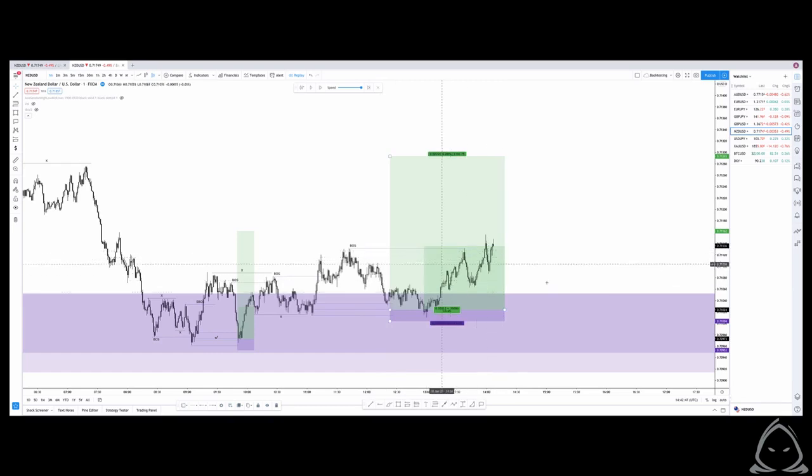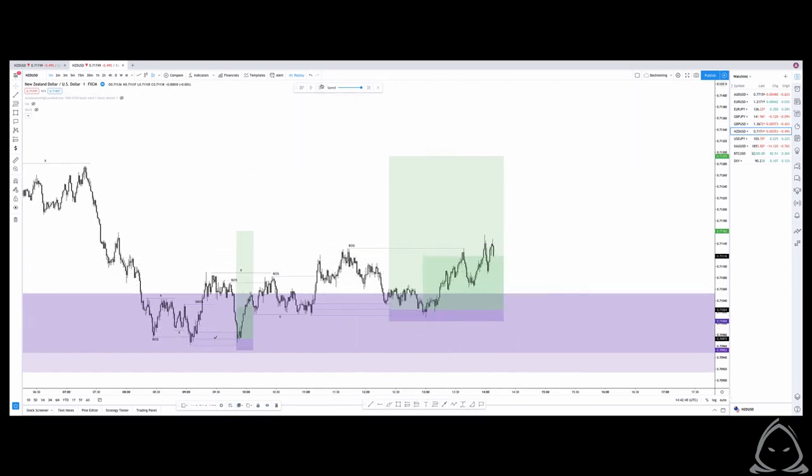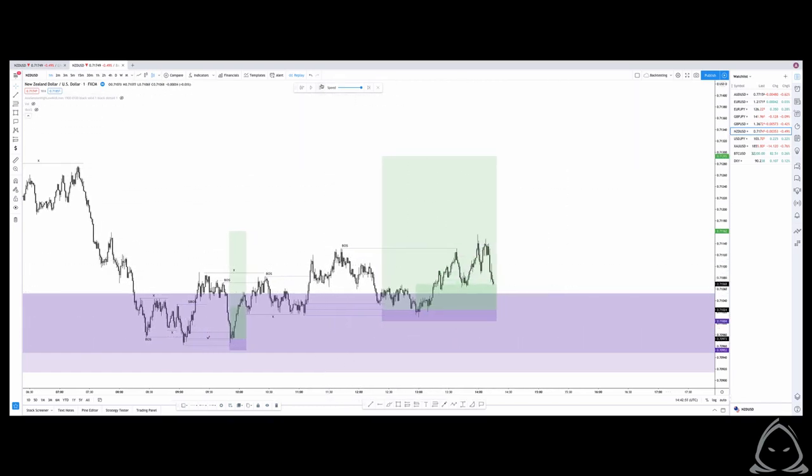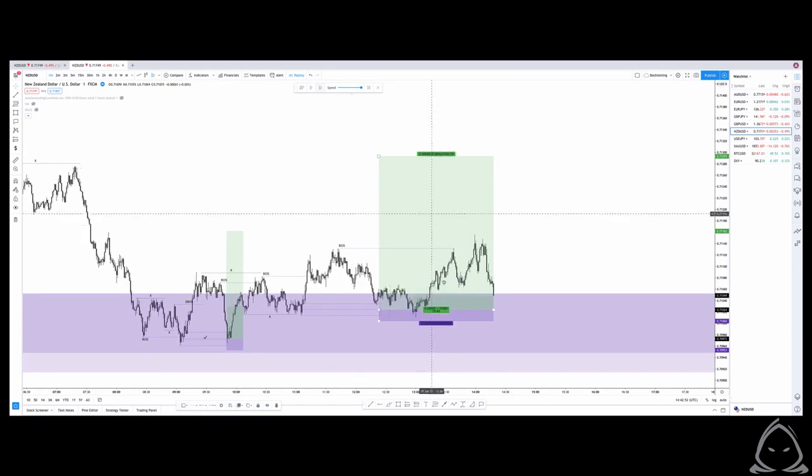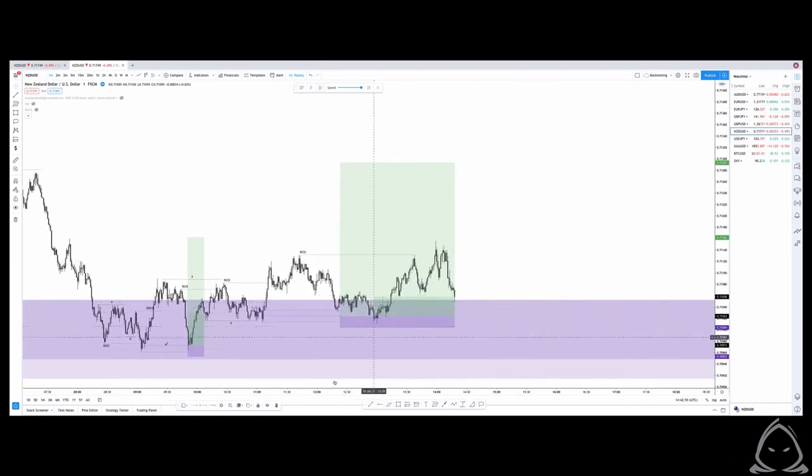So price has broken structure, we've dropped some liquidity. If you're already in it and you don't scale in, then that's fine. You don't have to scale in. It's just showing you what you can do and how important patience is. So I'm just going to move this out of the way.